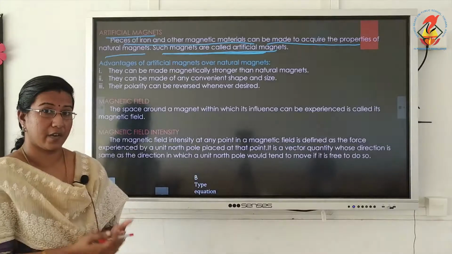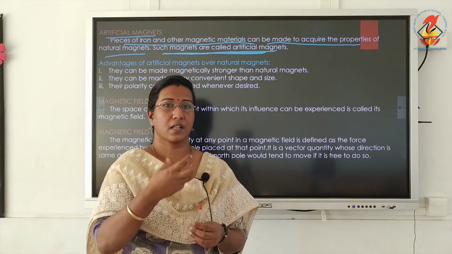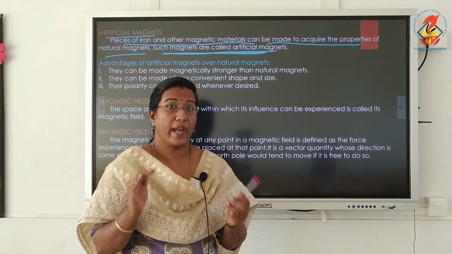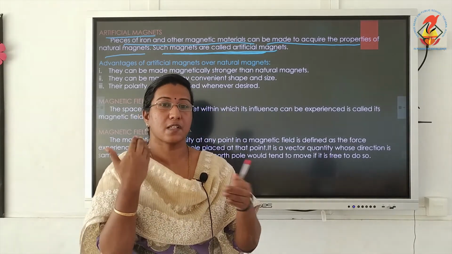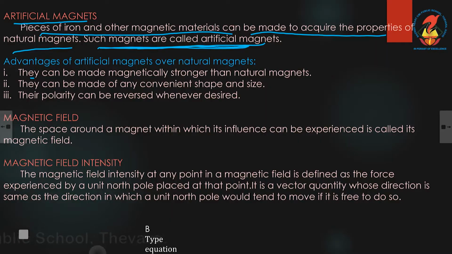Now, the advantages of artificial magnets. In the last chapter we studied that if you pass current through a current carrying conductor, it produces a magnetic field, or acts as a magnet. Which means by varying the current or the number of turns, you can increase or decrease the strength of your magnet. That is one advantage. They can be made magnetically stronger or weaker than a natural magnet, depending upon the application. Second, they can be made of any shape and size, according to our convenience.